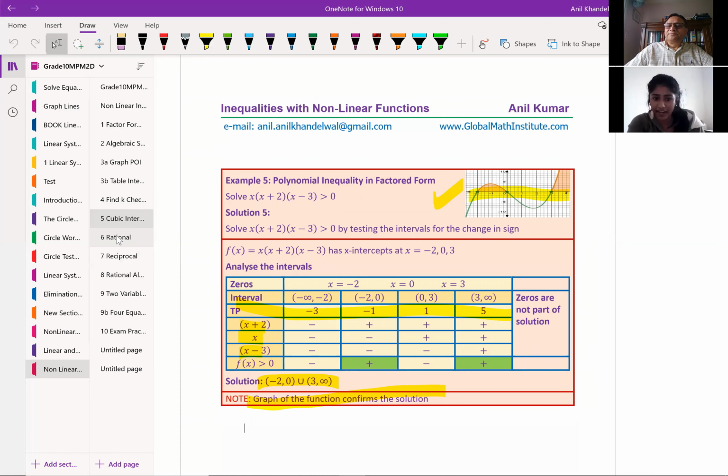You don't even have to find the values. You just need to see whether the signs are positive or negative. And then according to whether it's greater than 0 or less than 0, you pick whether it's positive or negative. Perfect.